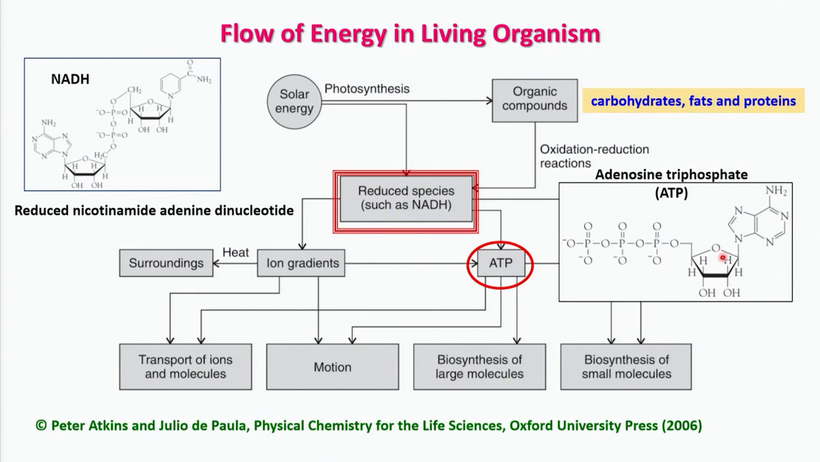Now, as you understand, the presence of these many bonds is indicative of the fact that if I can break some of these bonds, then they will provide the energy required for use further down the chain. The importance of these reduced species is that they are capable of undergoing changes. They will get converted to their corresponding oxidized version, or in this case it will lose one phosphoryl group to produce energy that can be used in driving some of the processes such as the ones in biosynthesis of large molecules or small molecules, actual motion of the overall human body, and also transport of ions and molecules.